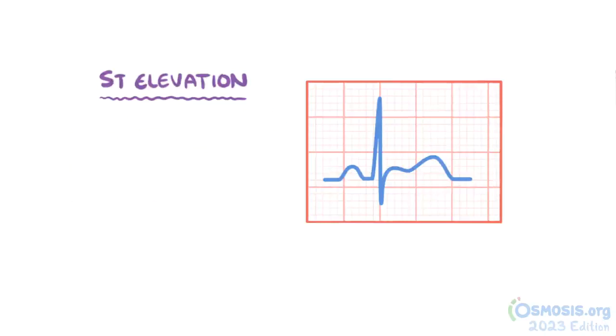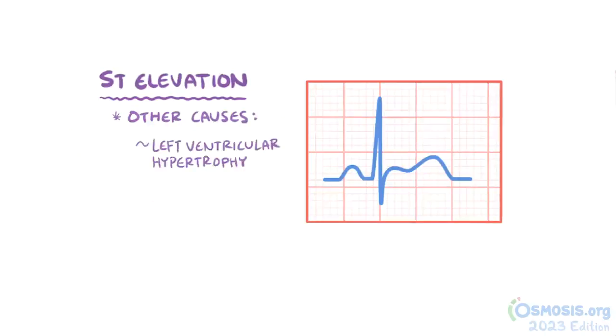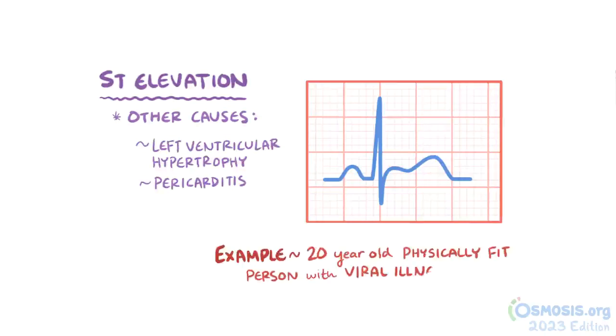ST elevation, though, can also be caused by other conditions, like left ventricular hypertrophy and pericarditis. As an example, a 20-year-old physically fit person with a viral illness that gradually develops chest pain and is found to have ST elevation on ECG is actually more likely to have pericarditis than an ST elevation myocardial infarction.